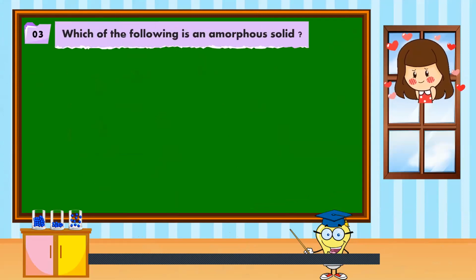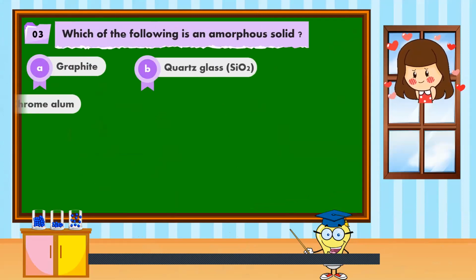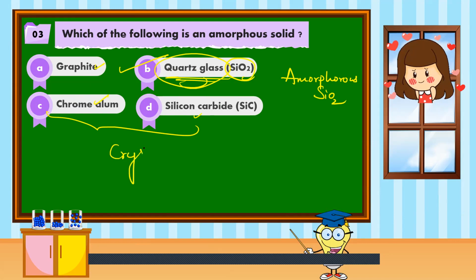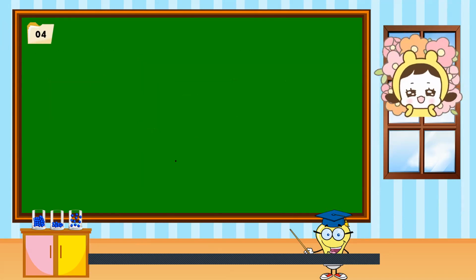Which of the following is an amorphous solid? Quartz glass is an example, meaning amorphous SiO2. Quartz glass means amorphous SiO2. Only quartz means crystalline SiO2. So this is an amorphous solid. Graphite, chrome alum, and silicon carbide, these are crystalline solids. And let's see the next question.